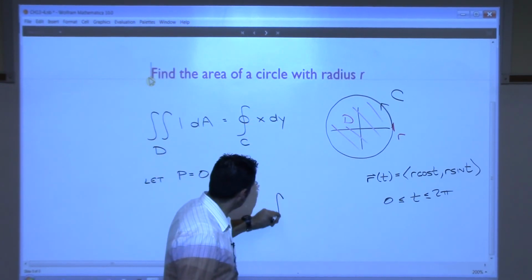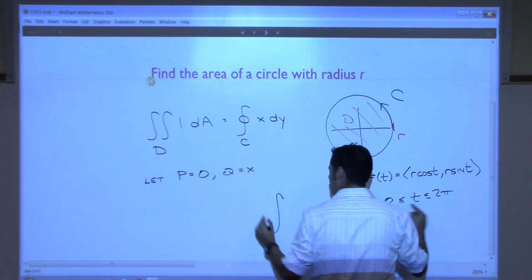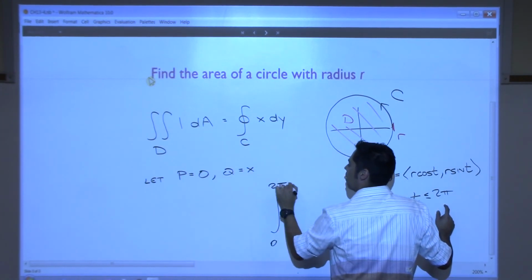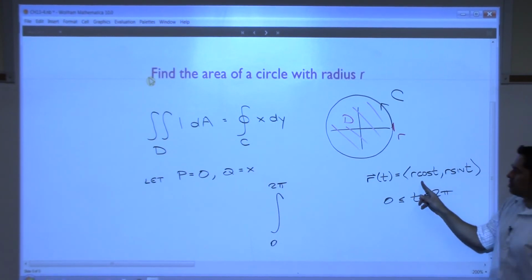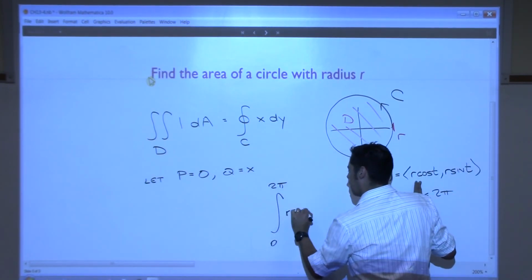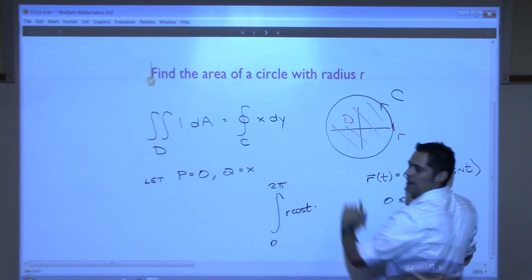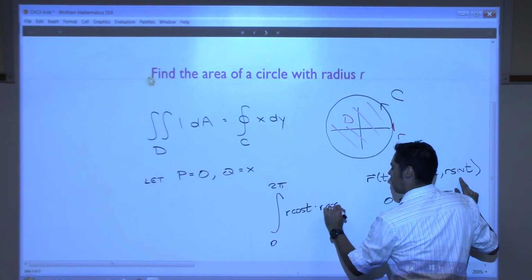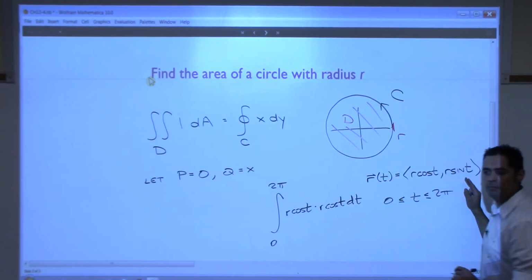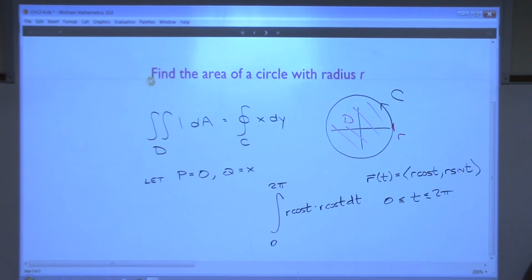This line integral becomes the integral from 0 to 2 pi of x. What's x? r cosine t. What's dy? Well, that's the derivative of this with respect to t, which is just r cosine t dt, right? Do y'all see that? That's x dy.